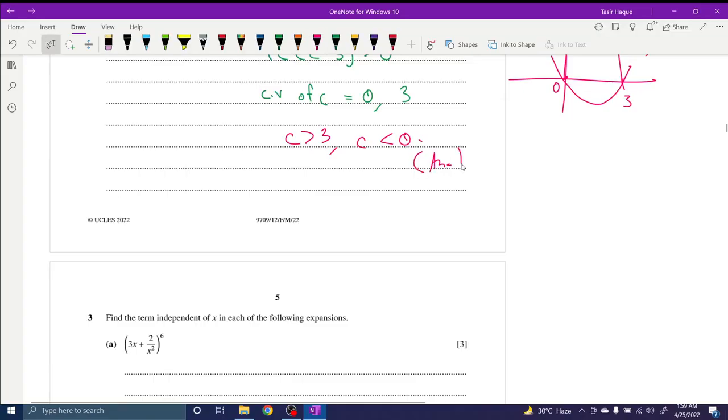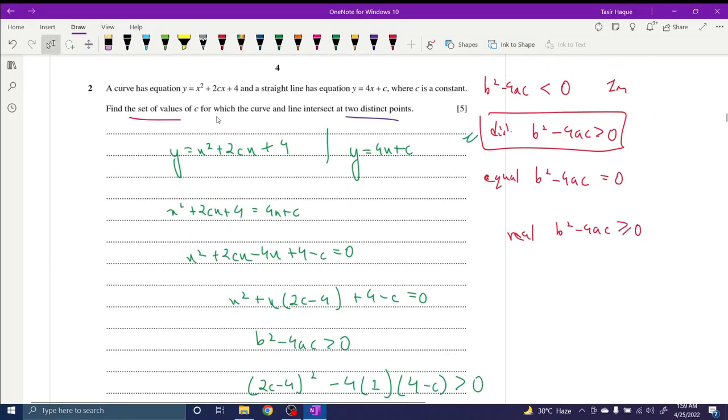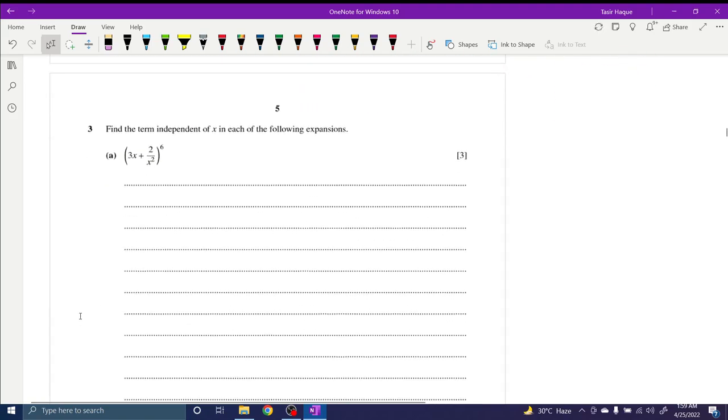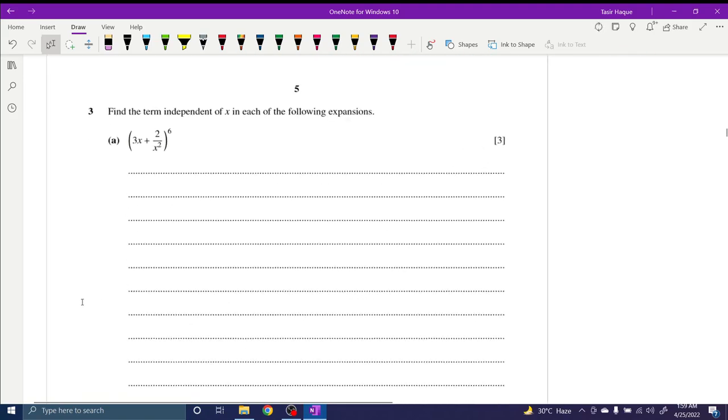You need to find the set of values. Always look at the question. Look for what they want, okay? Now let's do this. Find the term independent of x in the following expansions. There are a few ways you can do this.